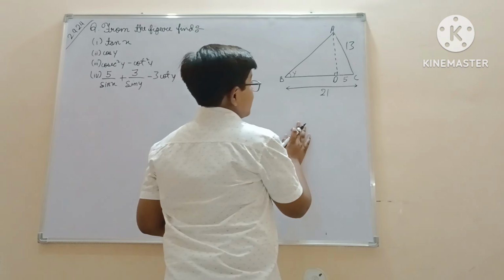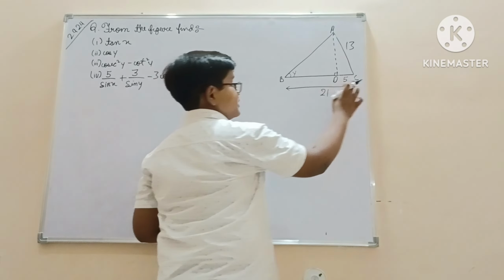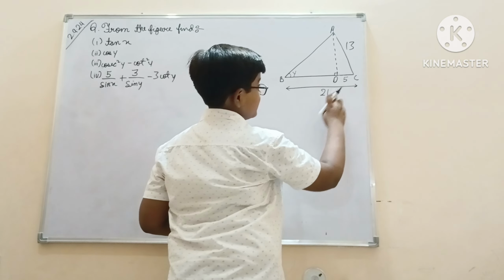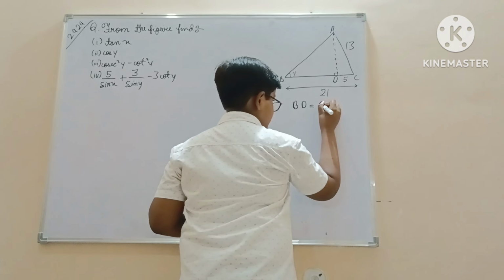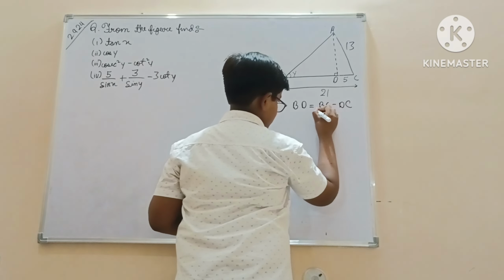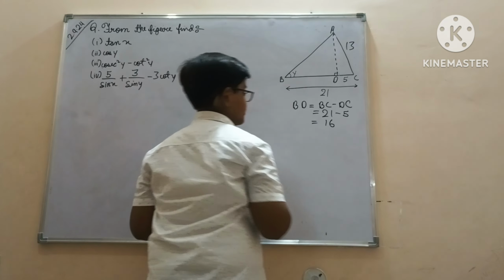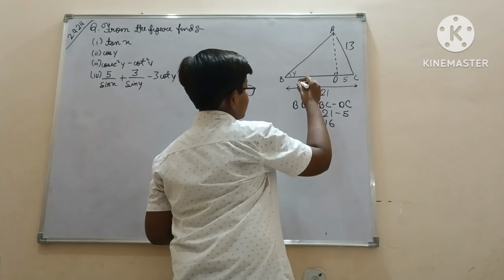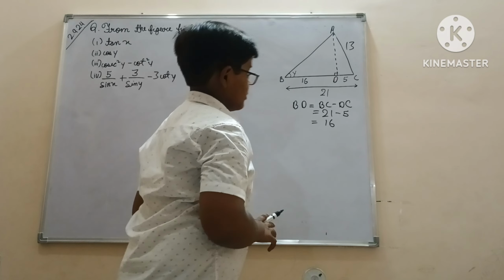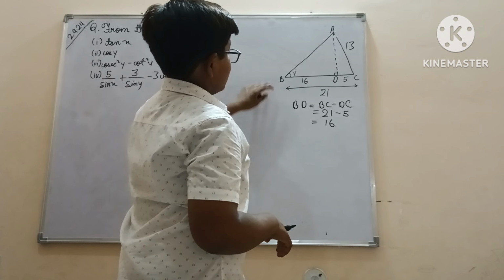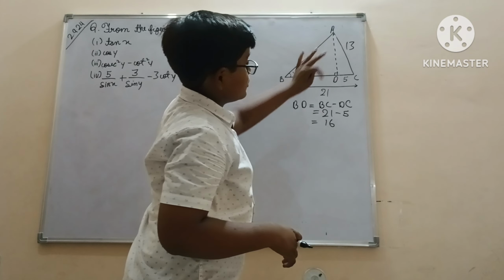So first we have to find BD. This whole line BC is 21 centimeters and DC is 5 centimeters. So BD is equal to BC minus DC. BC is 21 minus 5, which will be 16. And so we have got the value of this line BD, which is 16. Now we will find the next line, which is this dotted line.